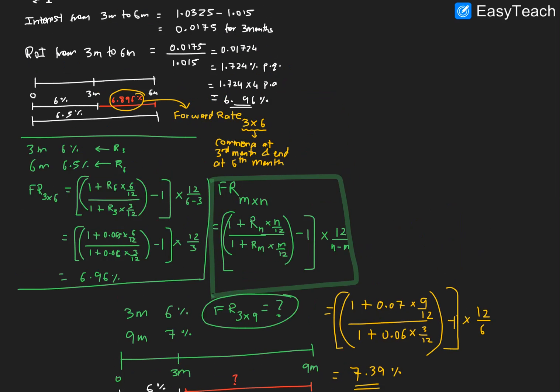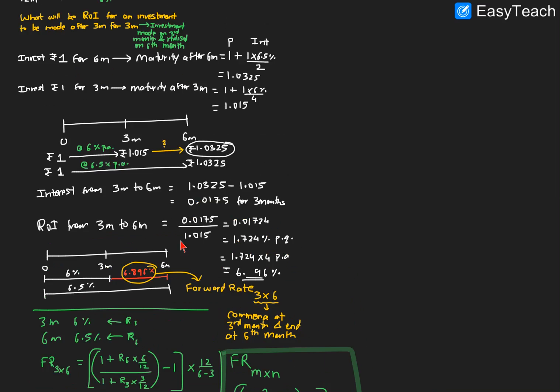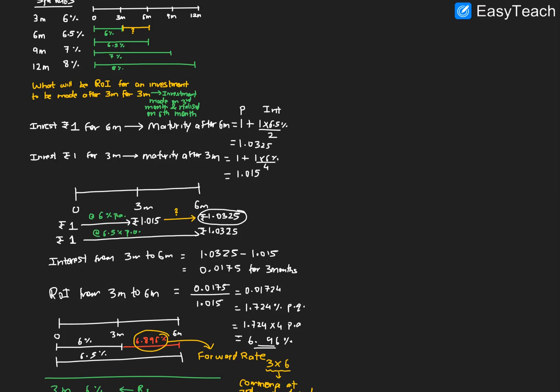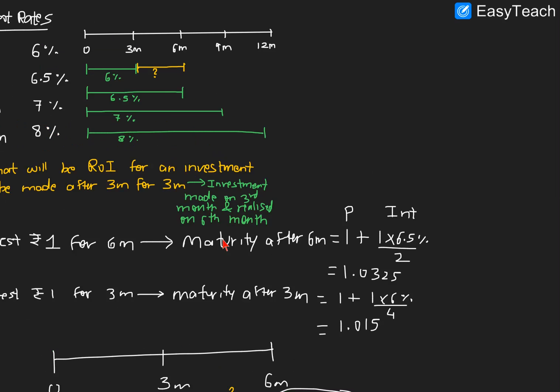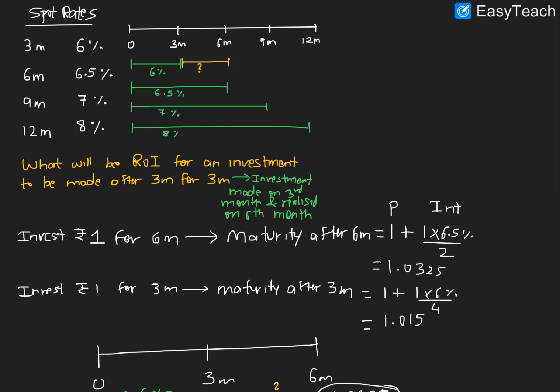Now you can practice some more over here, in the first example that we have taken. We have this chart. In our discussion we computed how to get the rate of interest from the third month to the sixth month. Similarly, you can practice for 6th to 9th, 3rd to 12th, 3rd to 9th, 6th to 12th, and 9th to 12th. So there are multiple ways by which you can calculate the forward rates.